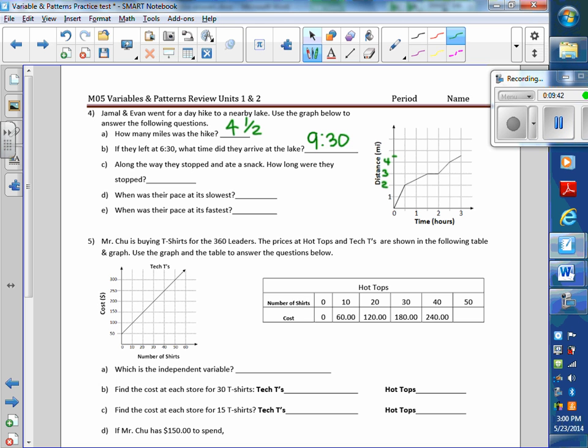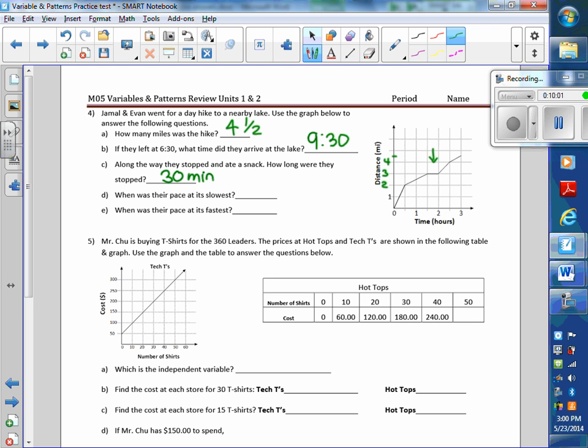Along the way, they stopped and ate a snack. Connor, where did that happen? In between an hour and a half and 2 hours into the hike, right? So that would be right here, they're stopped. How long did they stop for? 30 minutes, right? Good.